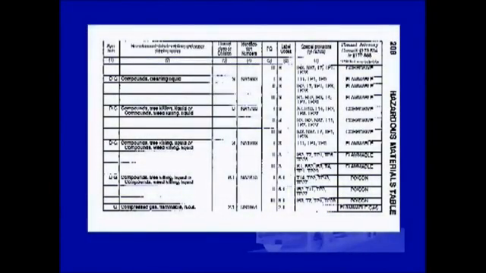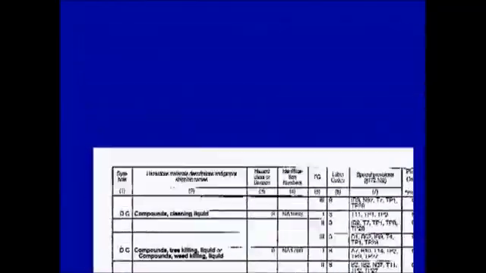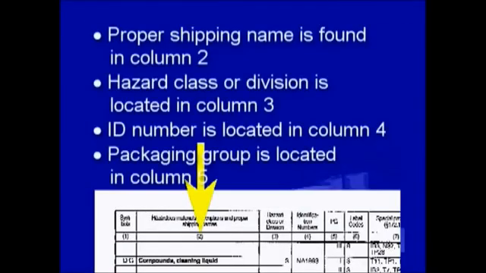Remember, all of the basic information can be found in the HMT. The proper shipping name is found in column 2. The hazard class or division is located in column 3. The ID number is located in column 4. And the packing group is located in column 5.